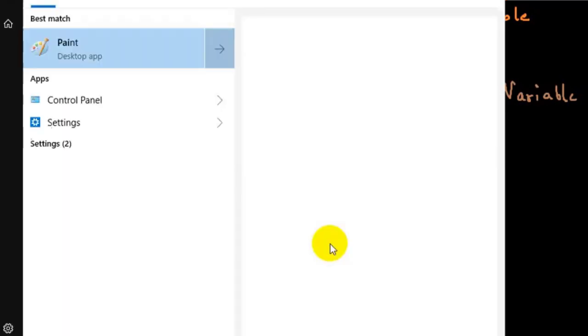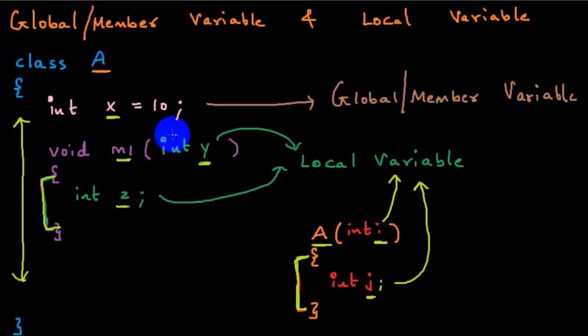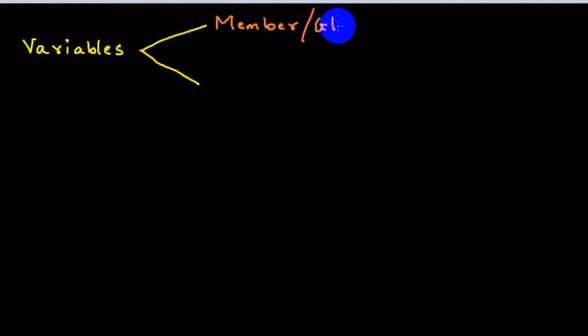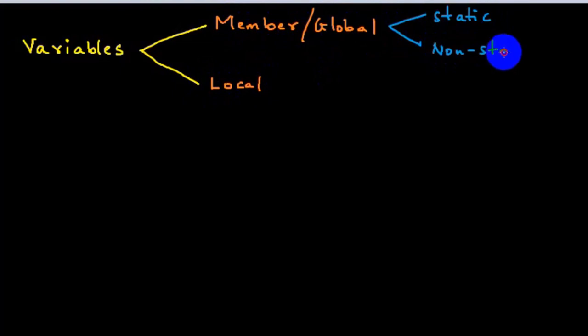Clear? Now here, generally speaking, when I spoke about variables, I told you this topic, if you all remember. What are variables? Sir, variables are nothing but containers to store something. They are generally classified into two types. One is called member variables, or we generally refer to them as global variables, and another one is local variables. And global variables are further classified into two types: static variables and non-static variables. Clear? Understood here?